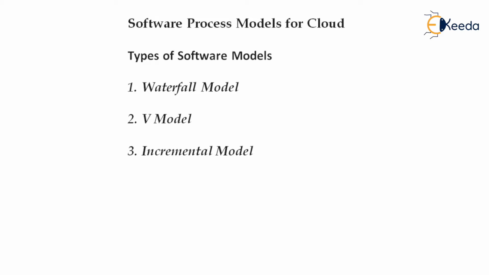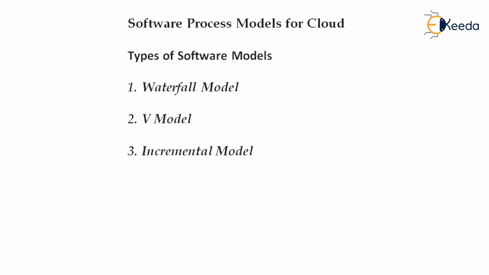This is the most common lifecycle model and is also referred to as a linear sequential lifecycle model. In a waterfall model, each phase must be completed in its entirety before the next phase begins. At the end of each phase, a review takes place to determine if the project is on the right path or not to continue the project. This is about the waterfall model.